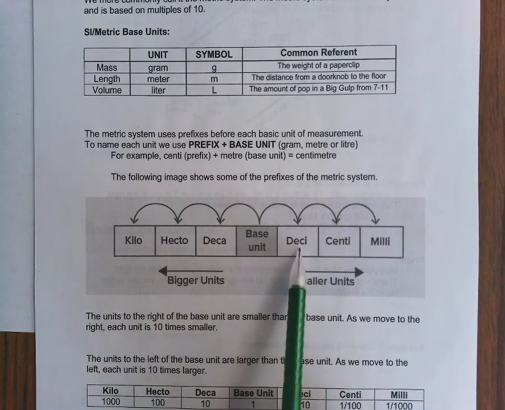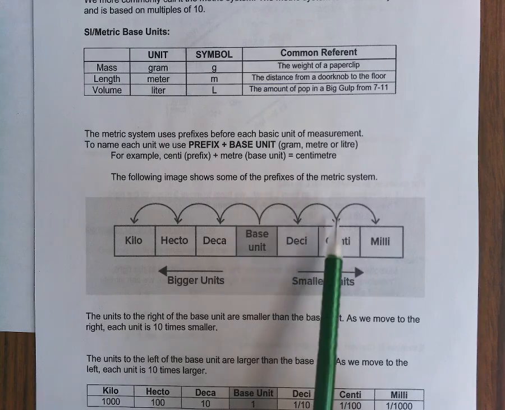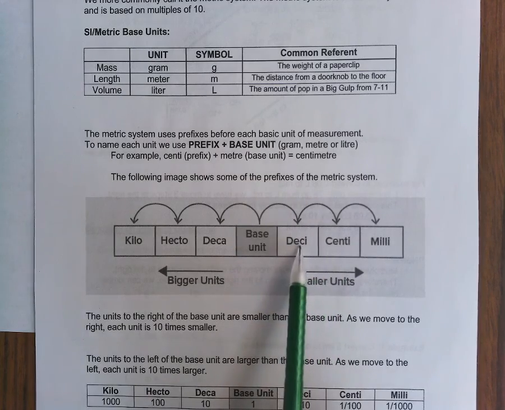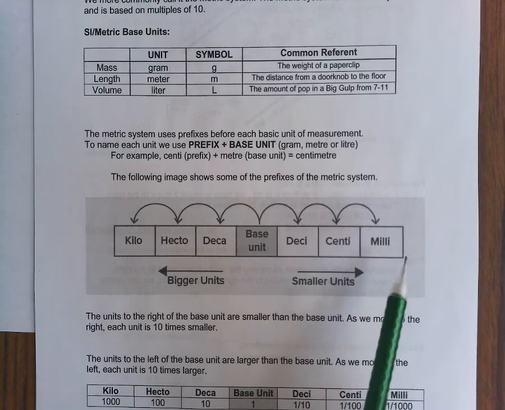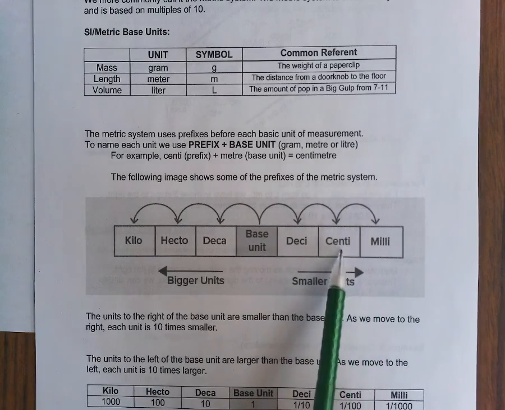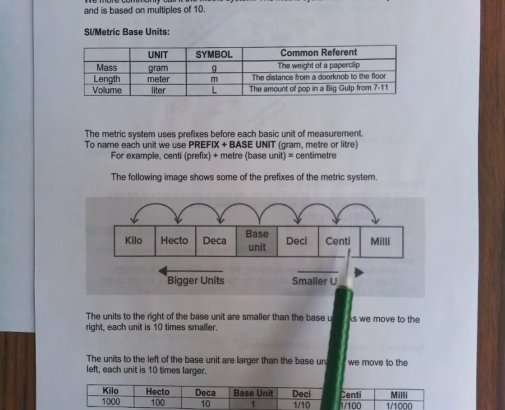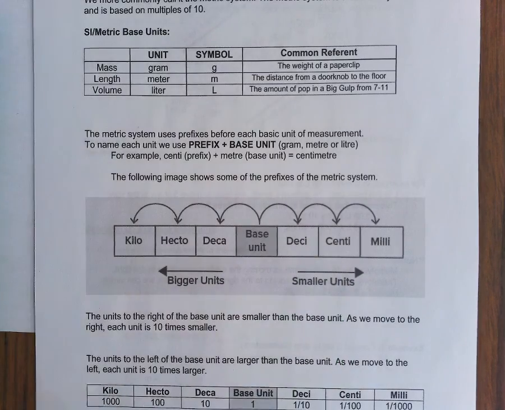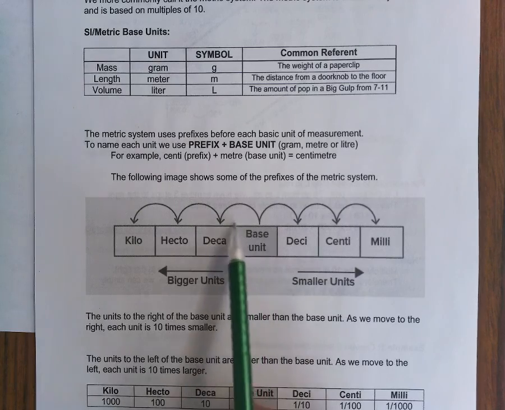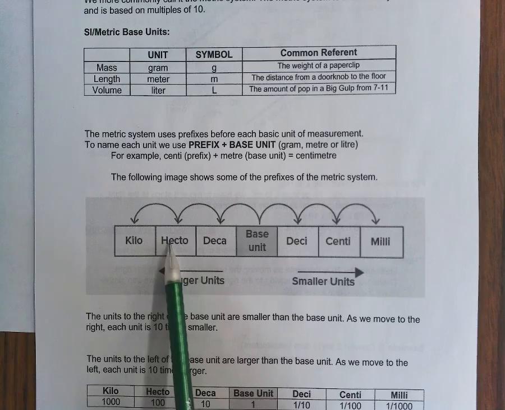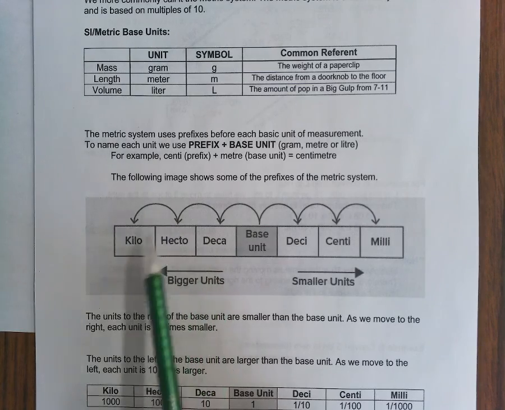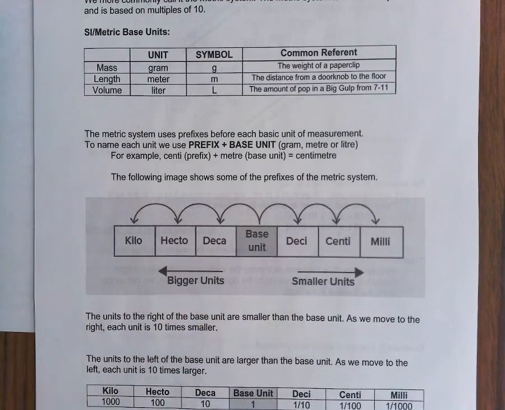Every time you go to the right, so to the smaller units, it's 10 times smaller. From our base unit, deci is 10 times smaller. Centi is then 10 times smaller than deci. And milliliters, milligrams, those are going to be 10 times smaller than centimeters or centigrams. Every time you go to the left, you're getting 10 times larger. So deca is 10 times larger than the base unit, hecto is 10 times larger than deca, and kilo is 10 times larger than hecto.